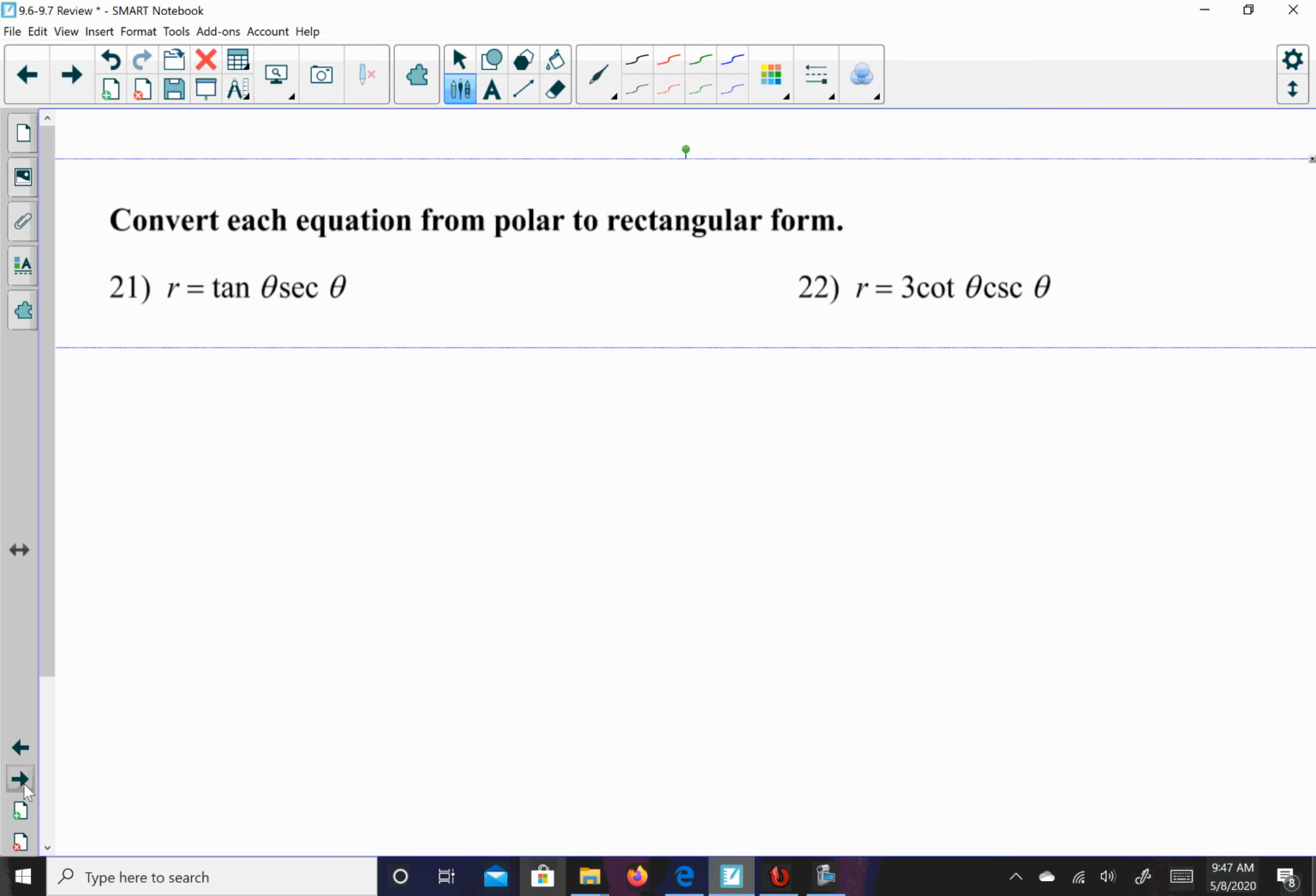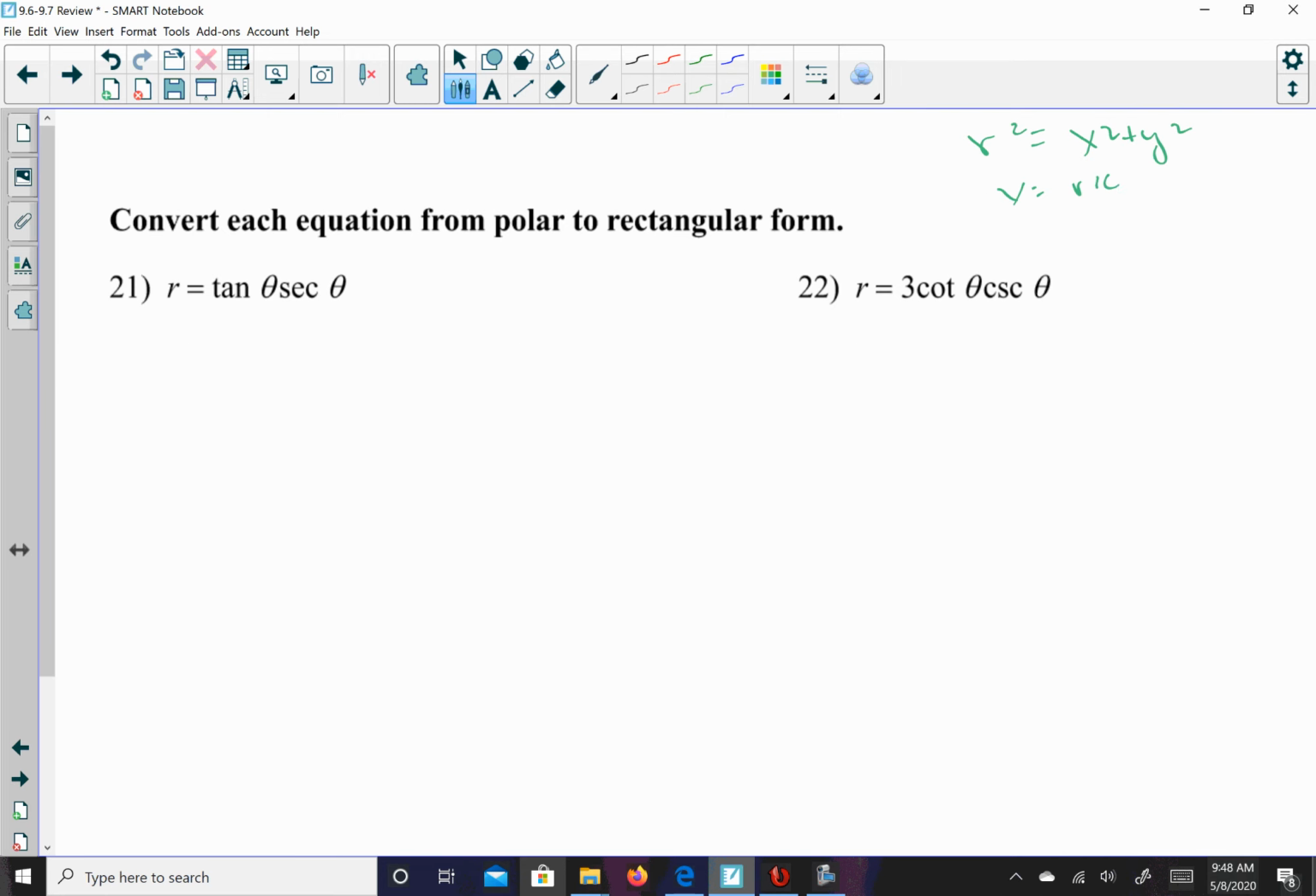Okay, now the next one is you're converting from polar to rectangular. Here you don't have a direct way of doing every single problem. You kind of have to think about it. I'm going to use that r squared is equal to x squared plus y squared. Then I'm also going to use that x is equal to r cosine theta and y is equal to r sine theta. And then I'm also going to remember that the tangent of theta is equal to y over x. Those are the four things that I can use when I do this.